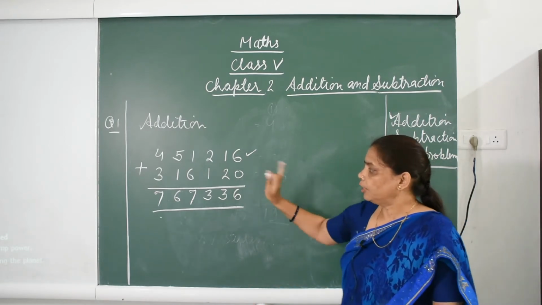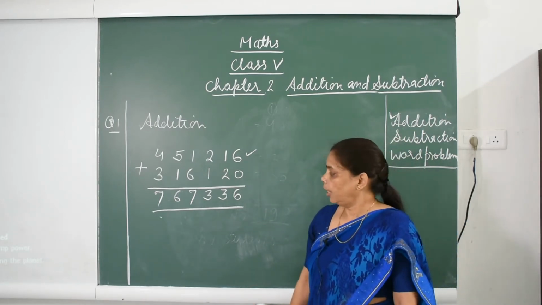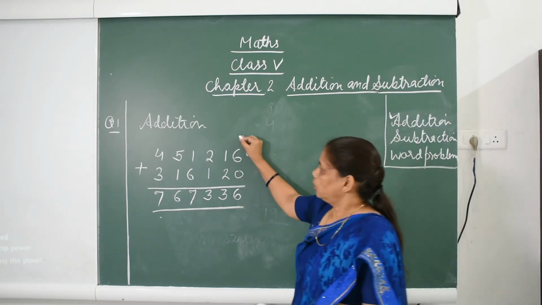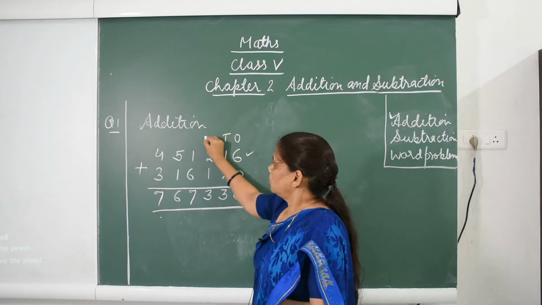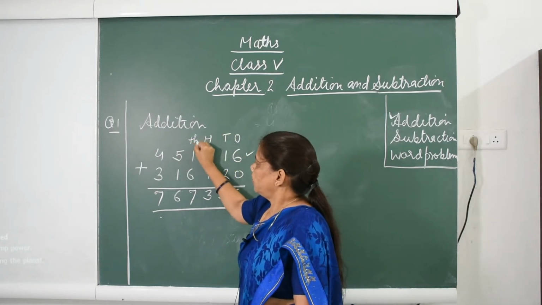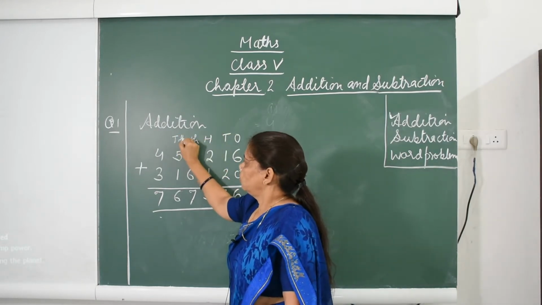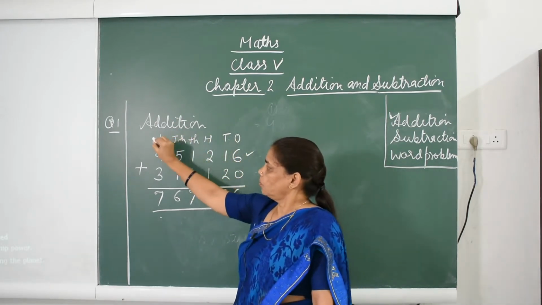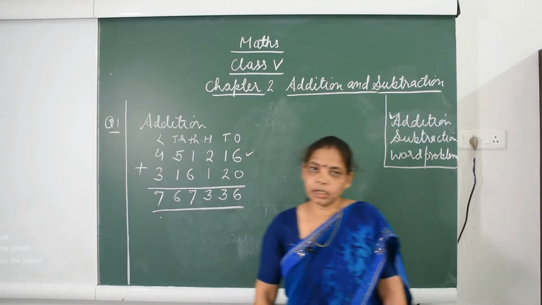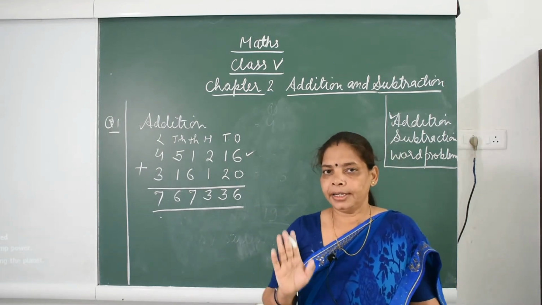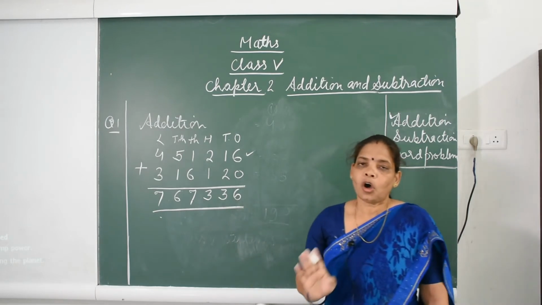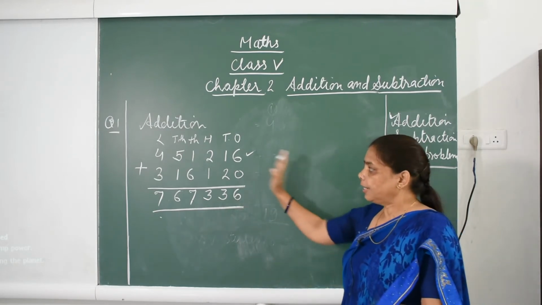So children, what you have seen in this addition: when we add any number, this is the ones place, tens place, hundreds place, thousands place, ten thousands place and lakh place. So children, first you remember that when we add any number with 0, we will get the same answer. And second thing, always start the sum from the right side.